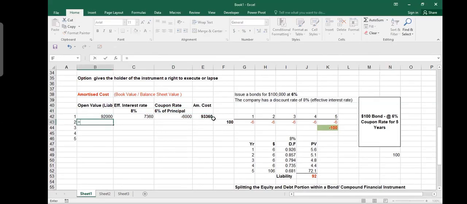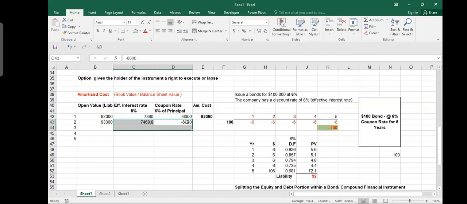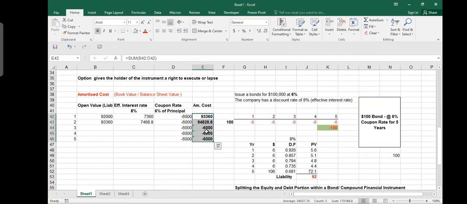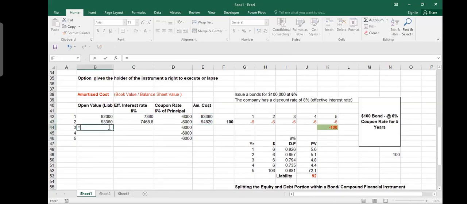Then in the beginning of second year, this becomes my opening value. And this time I should take the 8% of this one, the second year 8%. Now I will not take 92,000, but I will take 93,360 like this. But in this year, again, I will pay only 6,000. So every year you will only pay 6,000. This amount is a fixed amount. You are not changing it. But this amount you are changing. Okay, let me make it like this. So the end of the year 2, what you have got is this amount in your hand, which is 94,829. This becomes the opening balance for the third year.